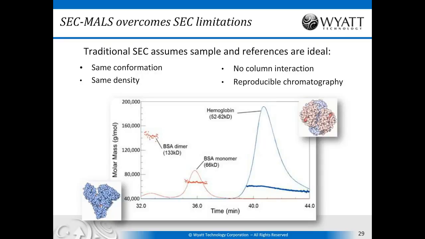Traditional SEC assumes that your calibration references and your samples are ideal. They have the same conformation, same density, there's no different column interaction, and that your chromatography is reproducible, but those are quite often incorrect, and therefore your column calibration will be incorrect. The multi-angle light scattering does give you the right answers in those cases.